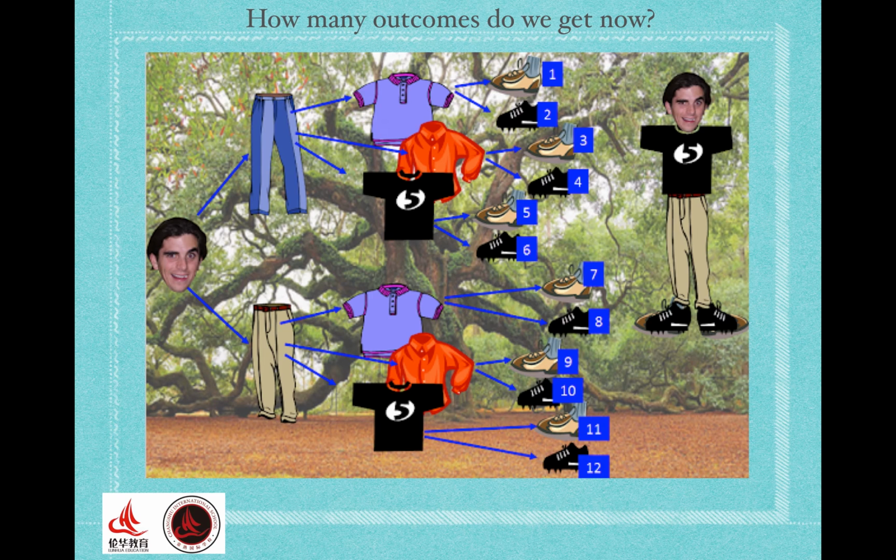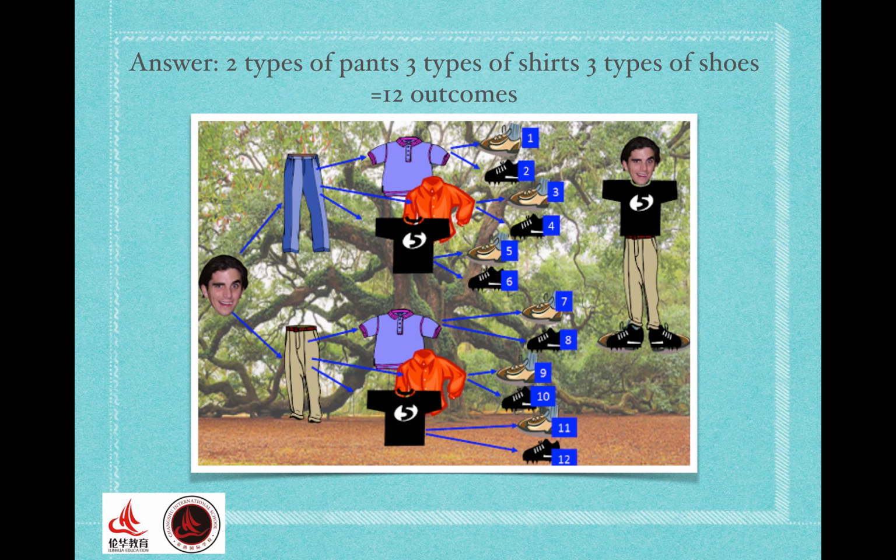Hopefully you all can. And so it looks like this guy has chosen to wear a black shirt and brown pants and black shoes. So there are 12 outcomes altogether. So we can multiply the pants. So they have blue and brown pants, and then they have 3 different shirts.